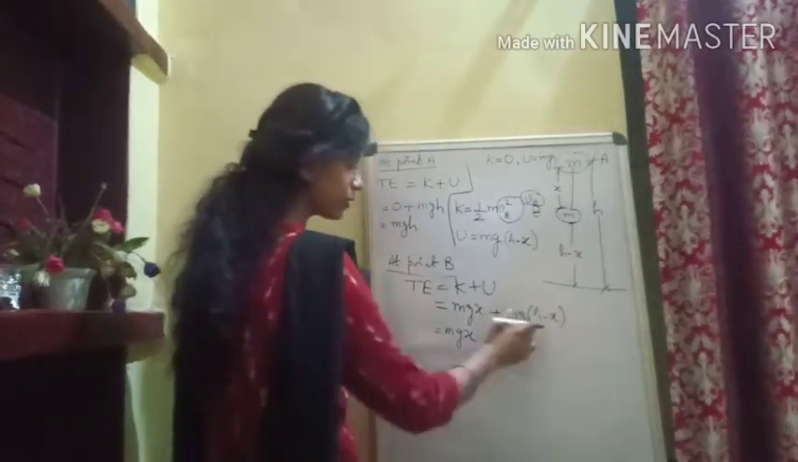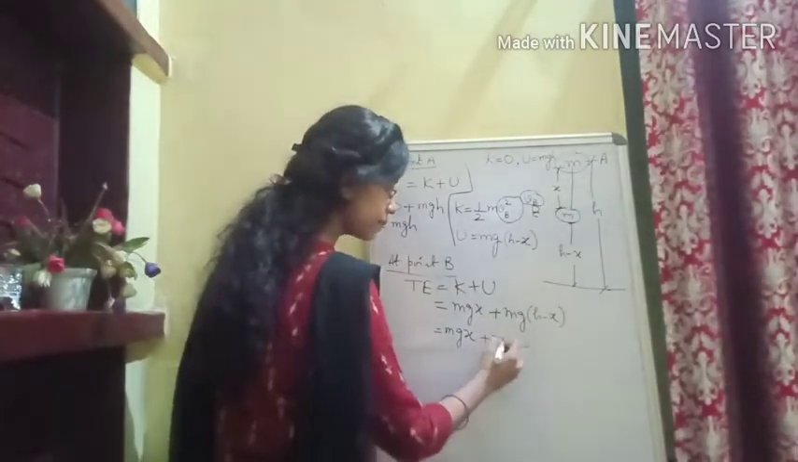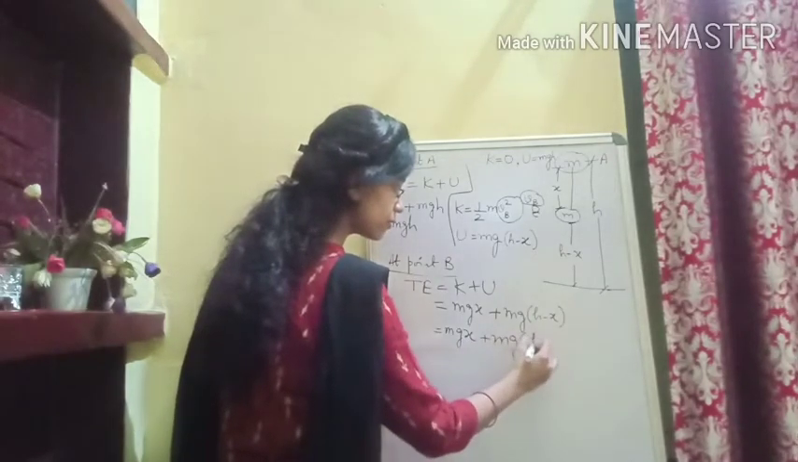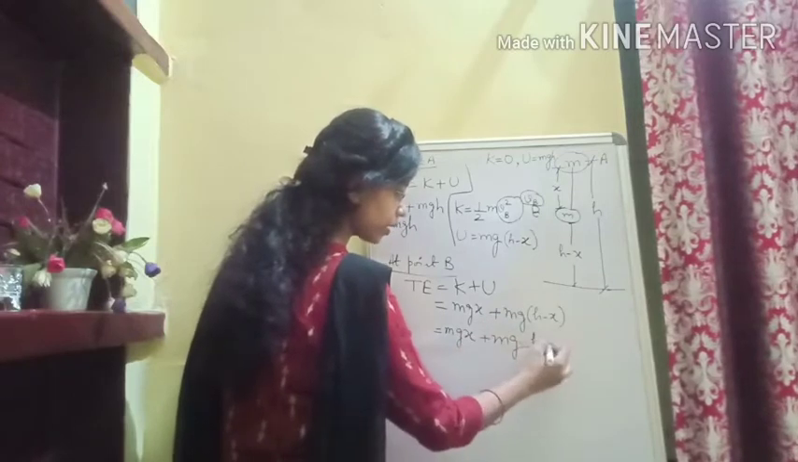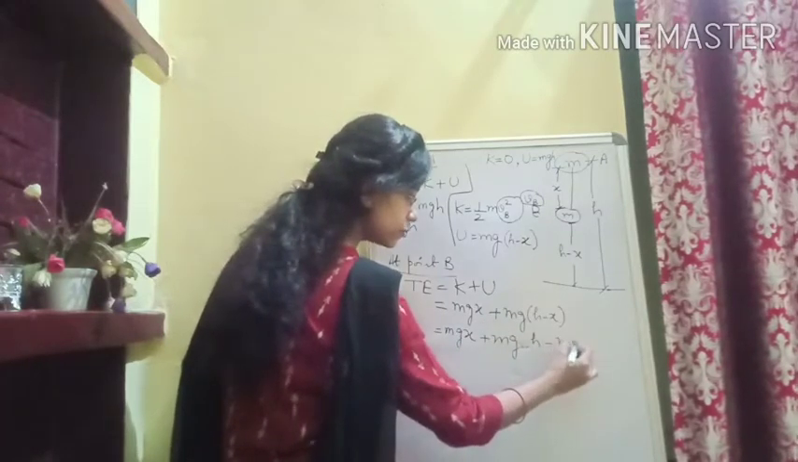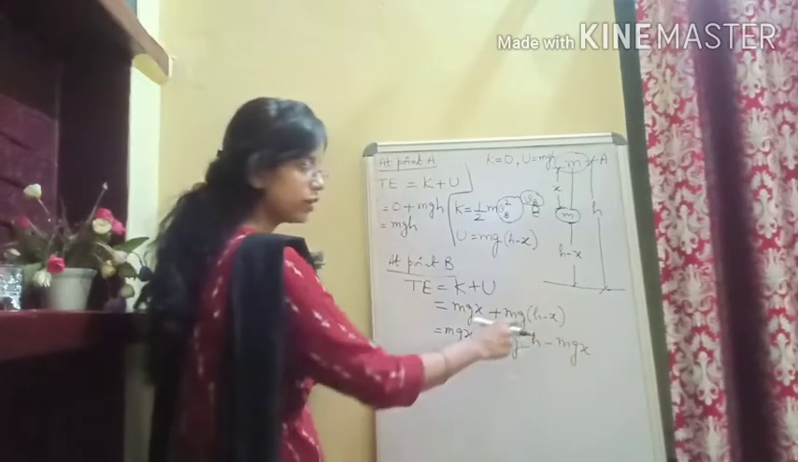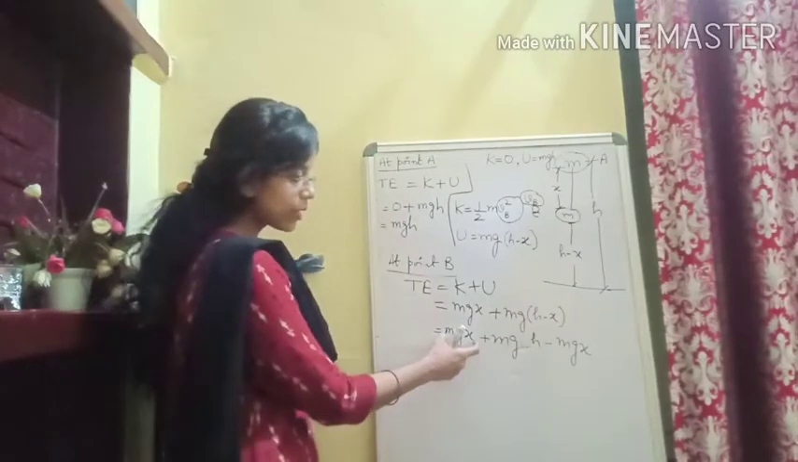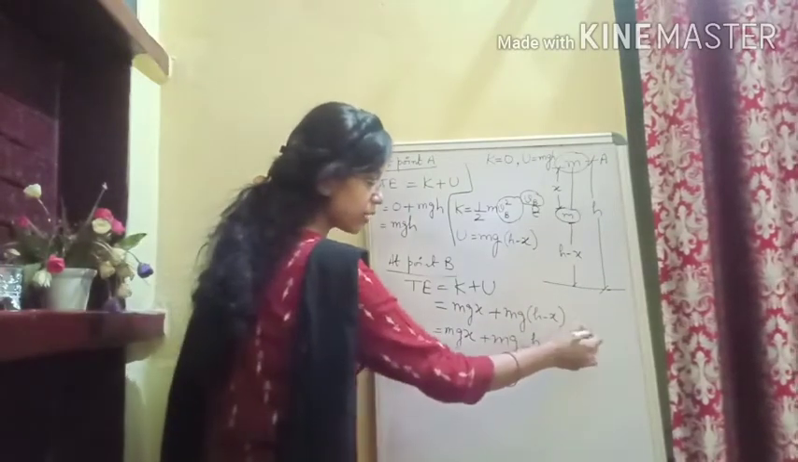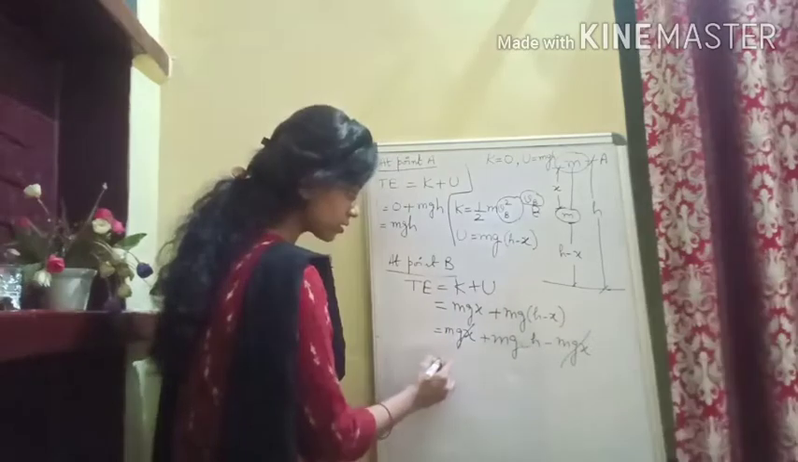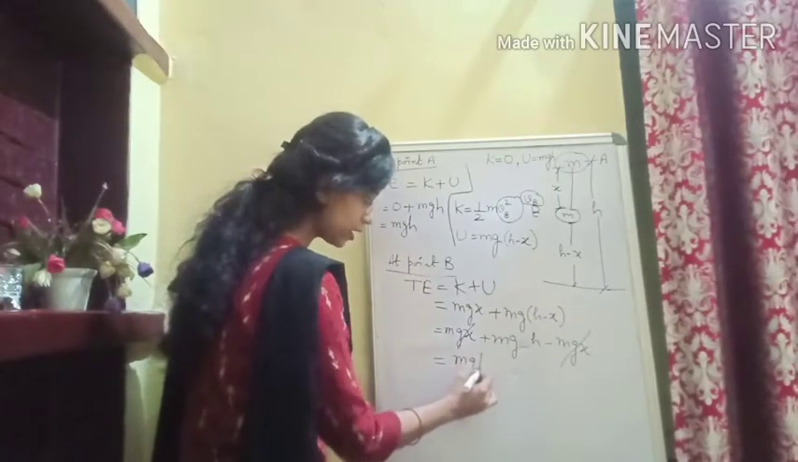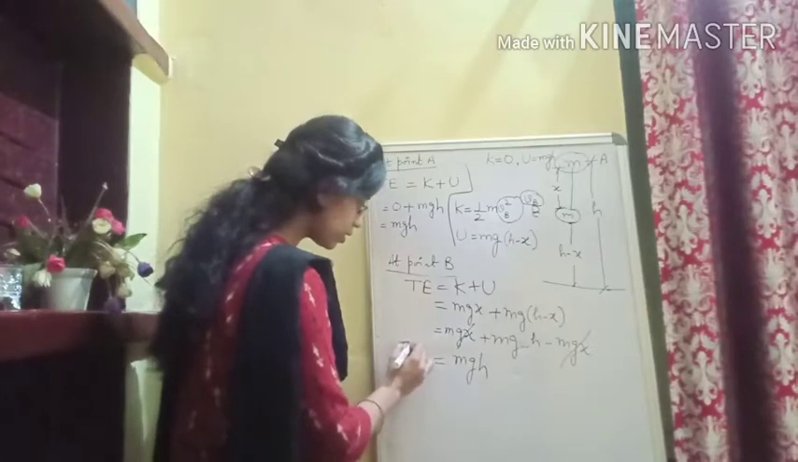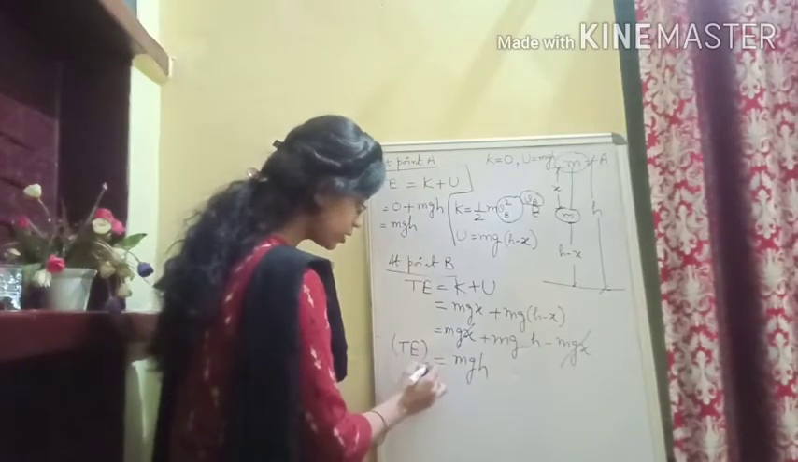I am going to open the bracket. This is mgh plus minus minus mgx. Okay, here I have opened the bracket. Now if you see mgx with plus sign and mgx with minus sign, it will get cancelled and we are left with only one term, that is mgh. And this is the total energy at point B.